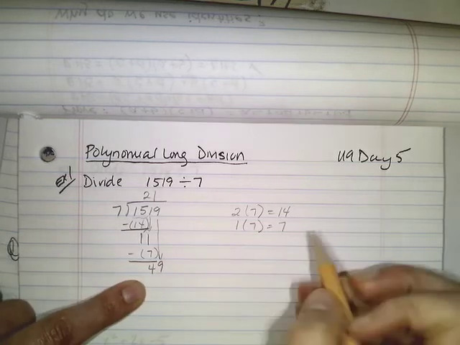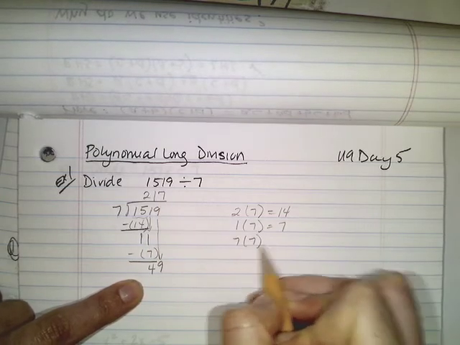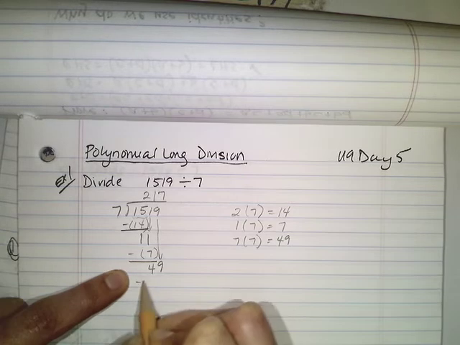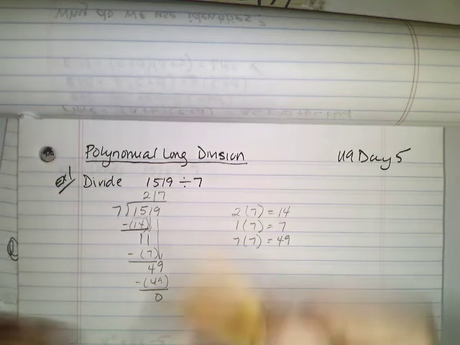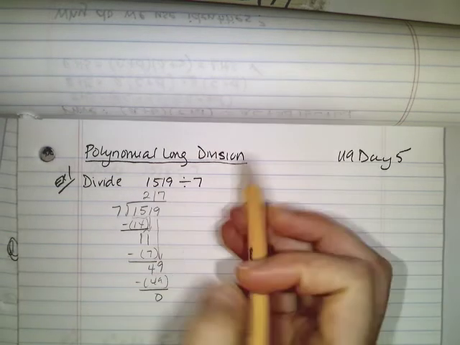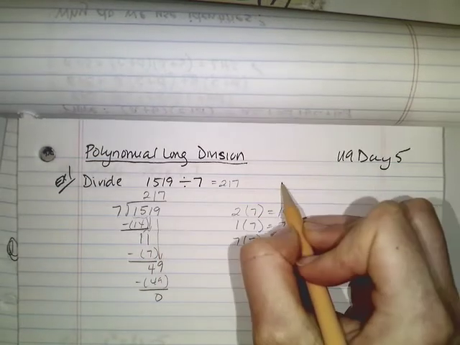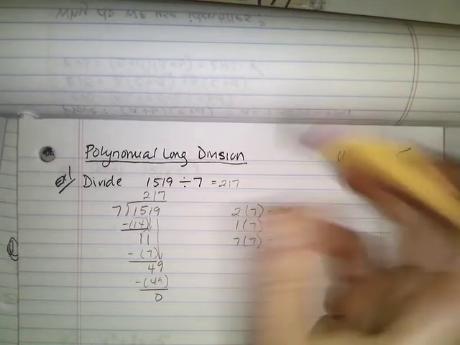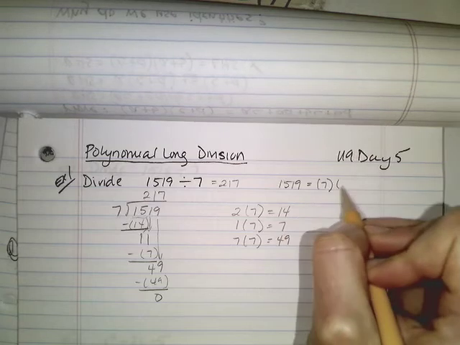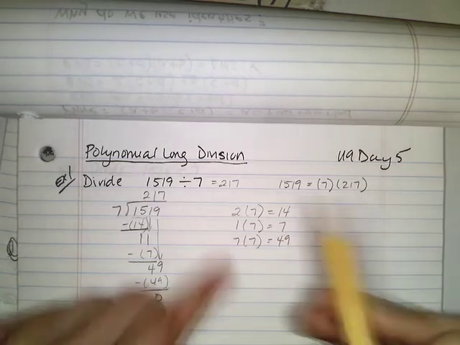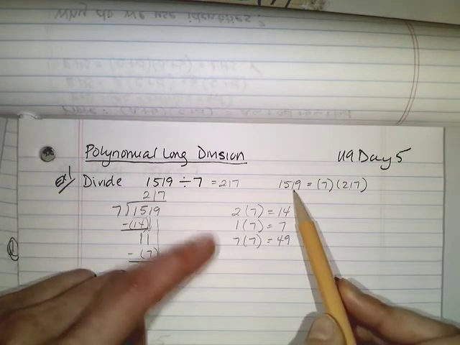7 goes into 49 7 times, right? So 7 times 7 is 49. Then you subtract the 49 and get 0. So if you remember, that's long division. So 1,519 divided by 7 is 217. Or we could even write it as 1519 equals 7 times 217, right? If I can divide by 7, then I certainly can multiply 7 times the quotient to get the original value.